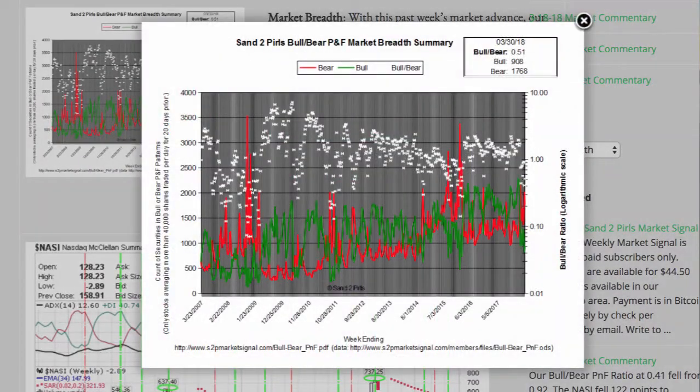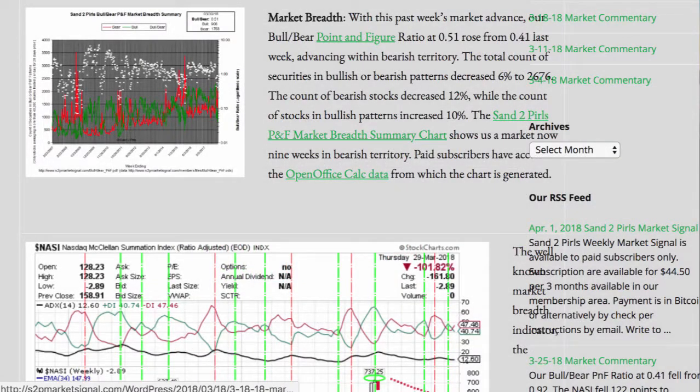Market breadth. With this past week's market advance, our bull-bear point and figure ratio at 0.51 rose from 0.41 last week, advancing within bearish territory. The total count of securities in bullish or bearish patterns decreased 6% to 2,676. The count of bearish stocks decreased 12%, while the count of stocks in bullish patterns increased 10%. The Pirls PNF market breadth summary chart shows us a market now 9 weeks in bearish territory.